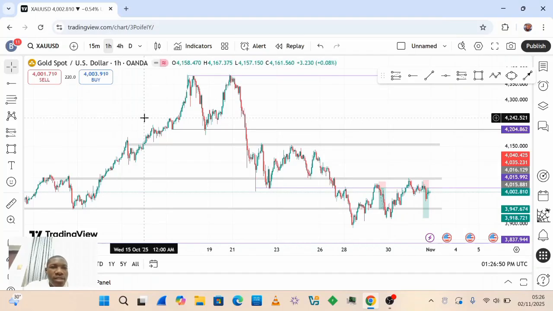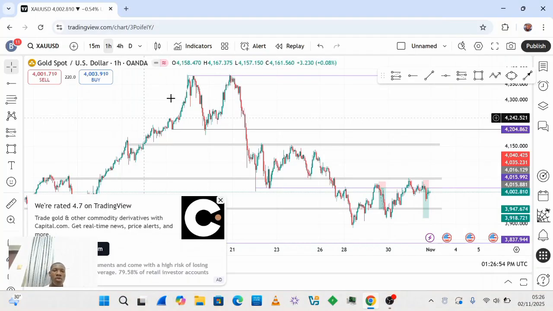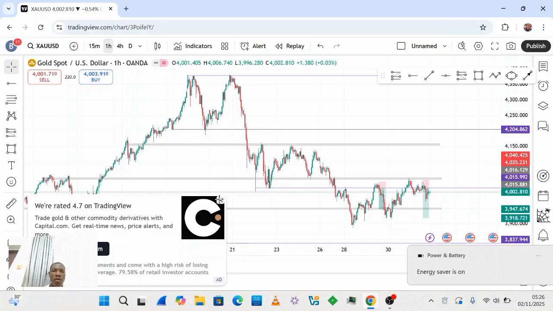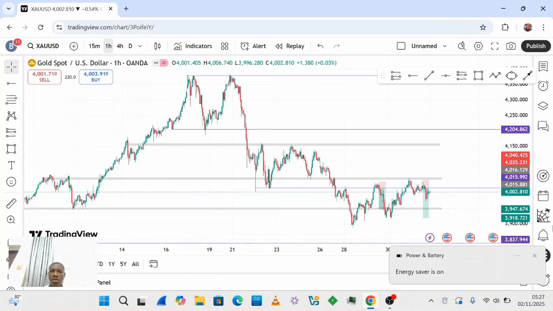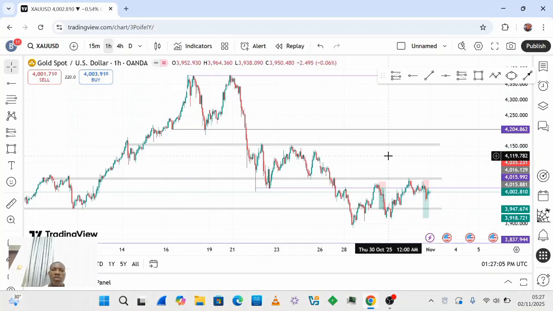What's up, guys? This is a quick breakdown of what I'll be doing this coming week. You all know how I trade, so basically, I want to just break down what I'll be looking to do this week. First of all, this is a gold chart.